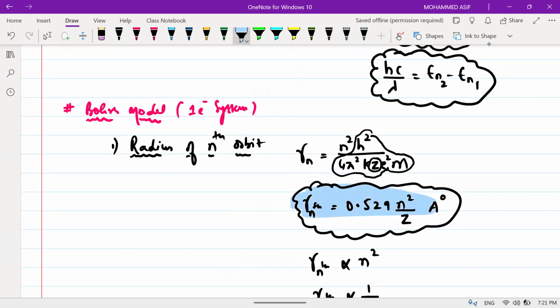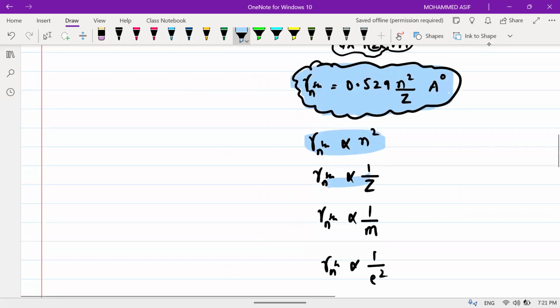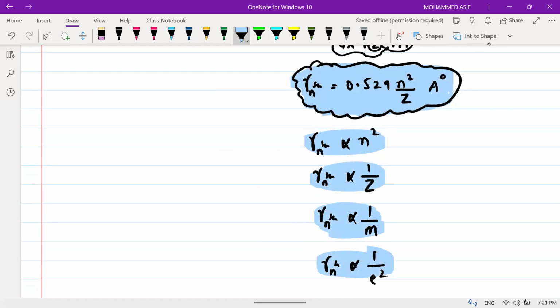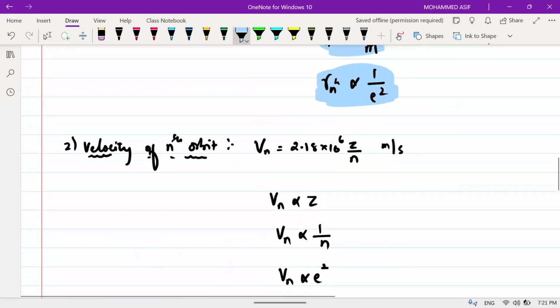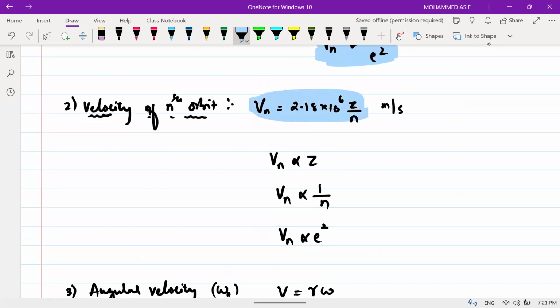Radius of your nth orbit is given by the formula 0.529 or 0.53 you can take. So it is directly proportional to your n square and inversely proportional to your Z and inversely proportional to your mass and inversely proportional to the square of the charge of your electron. The same way, if I'm talking about the velocity, velocity of your nth orbit is given by the formula 2.18 into 10 power 6 Z divided by n. Directly proportional to atomic number, inversely proportional to n, and directly proportional to the square of your electron charge.